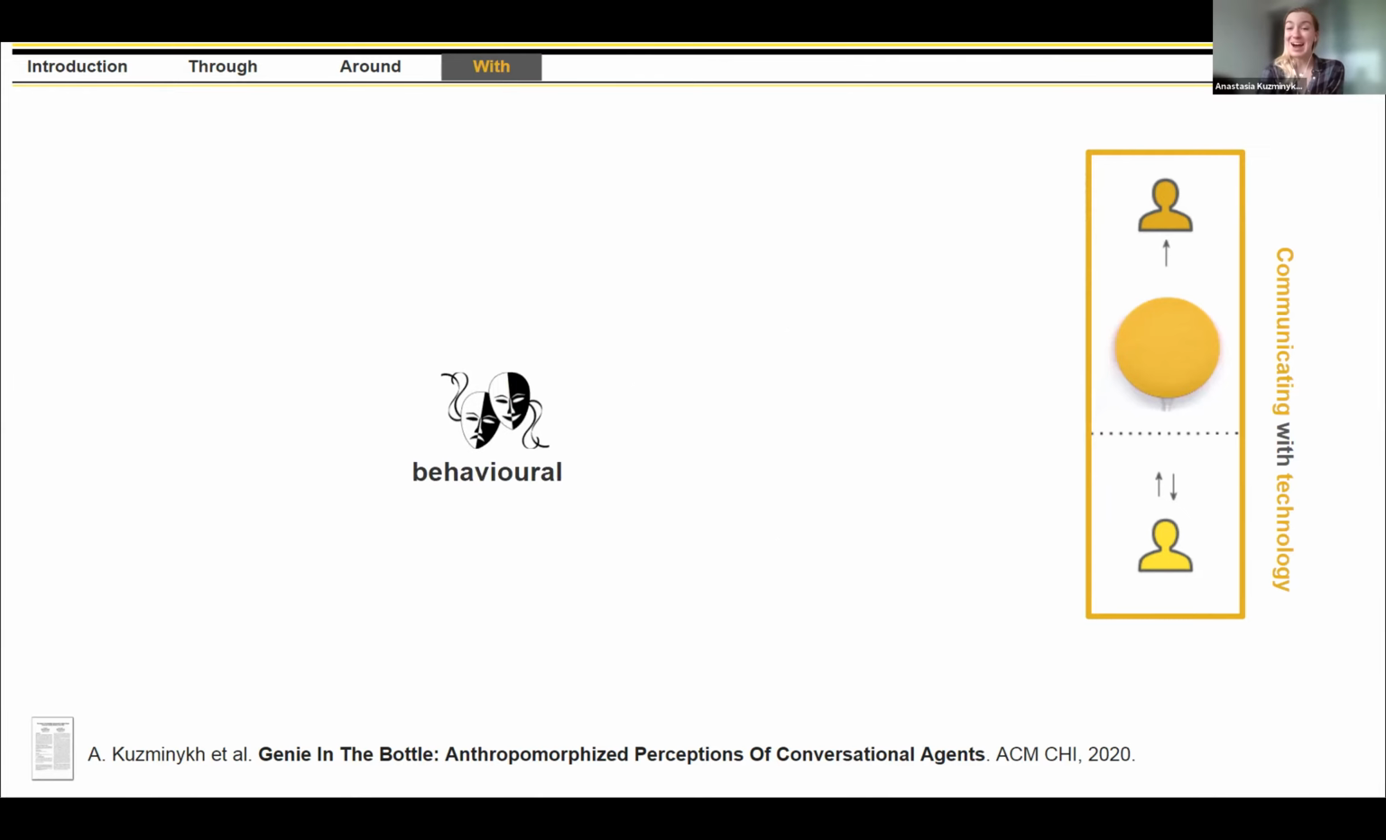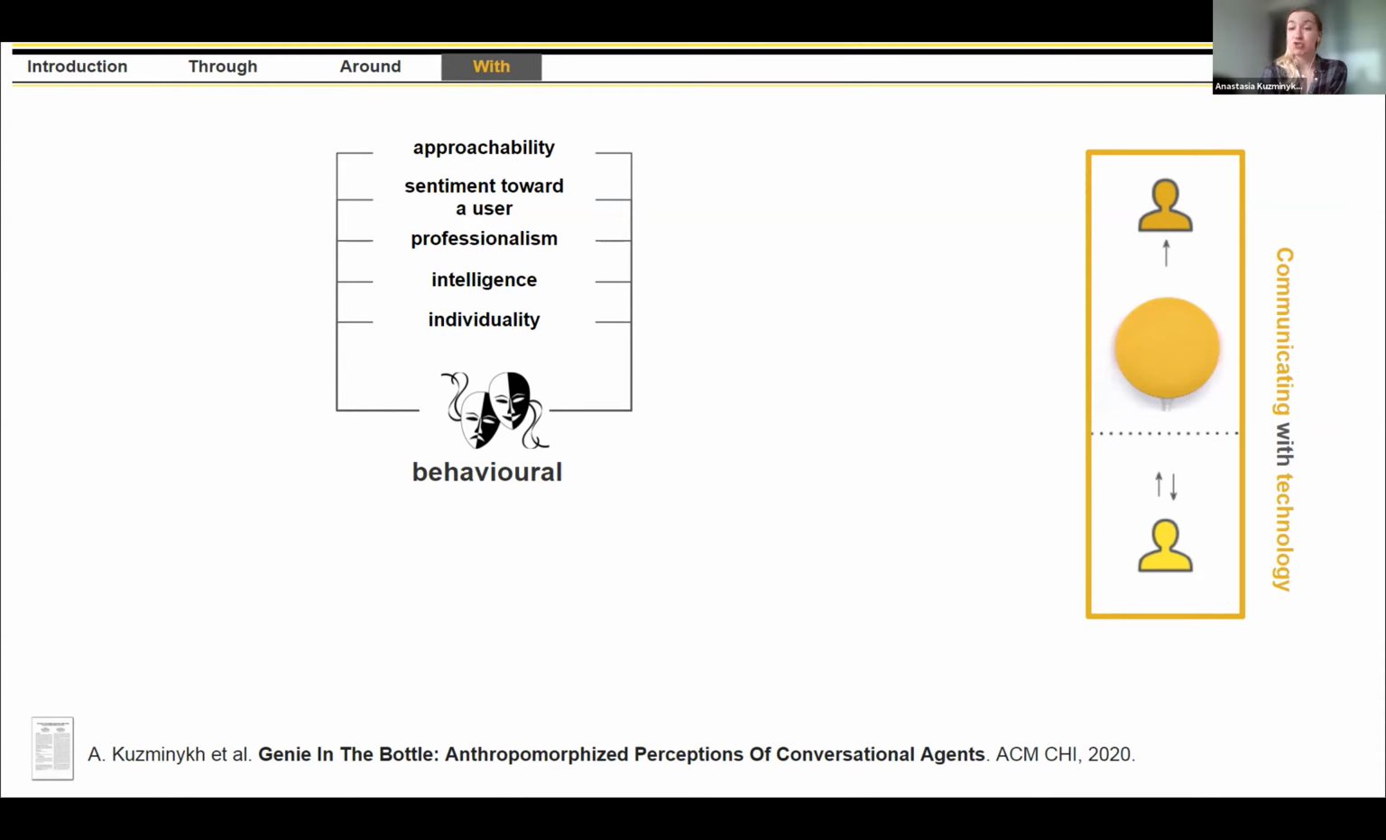So the main highlight about the perception of the character is that these perceptions are indeed structured, and they're structured according to 5 categories of personality: approachability, sentiment towards the user, professionalism, intelligence, and individuality. So all of us think about agents in terms of these 5 categories, and they're indeed different for different agents.